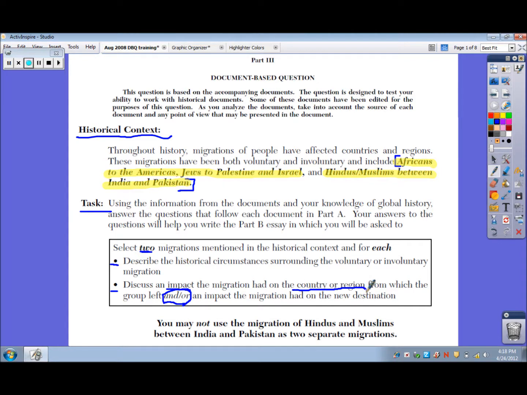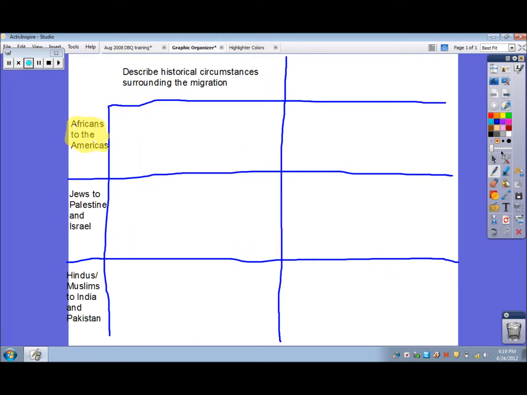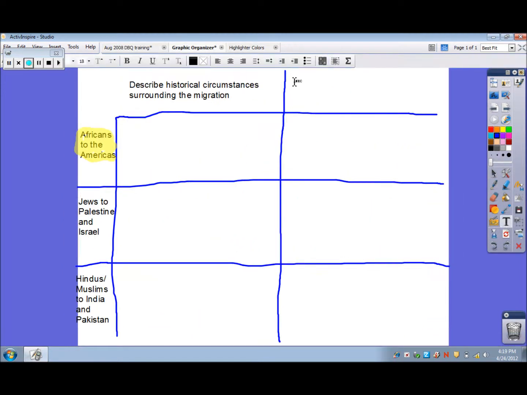So that's very important. You're going to discuss where they left. So how did Africans going to the Americas, how did that affect or impact Africa, the continent, or the Americas? That's what you need to do here. So we're going to go ahead and write that in right now up on the top left.